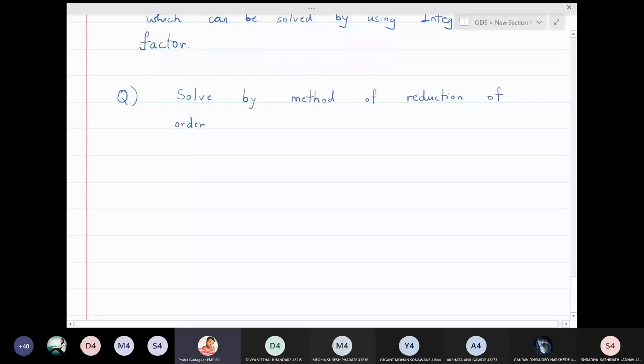So it is d2y by dx square minus 5 dy by dx plus 6y equal to 2 e raised to x.